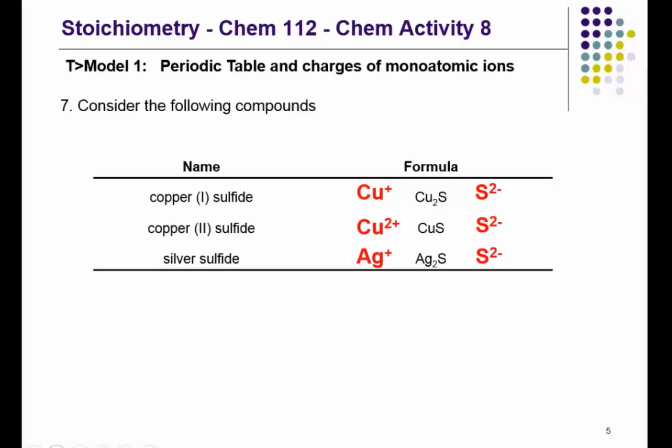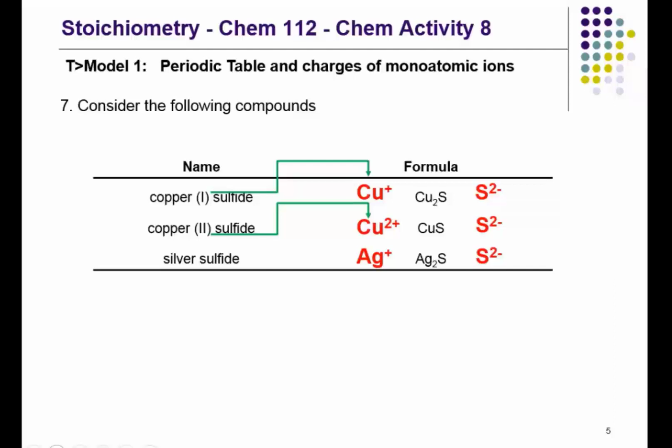Now you can see that we've written the name copper(I) sulfide for the first case. I hope you can appreciate that the Roman numeral 1 is referring to the charge of the cation, not how many copper ions are in the compound. We need to add the Roman numeral because copper has variable charges. Copper(II), Roman numeral 2, is referring to the charge of the copper cation in the compound.